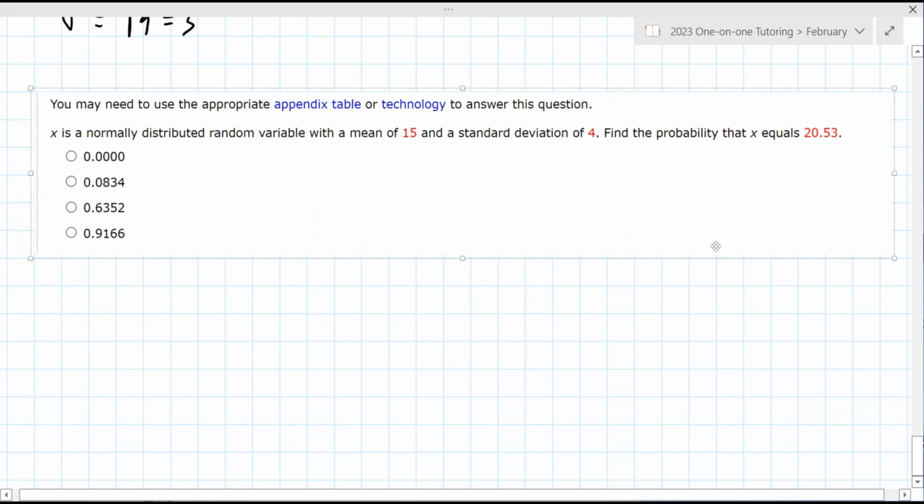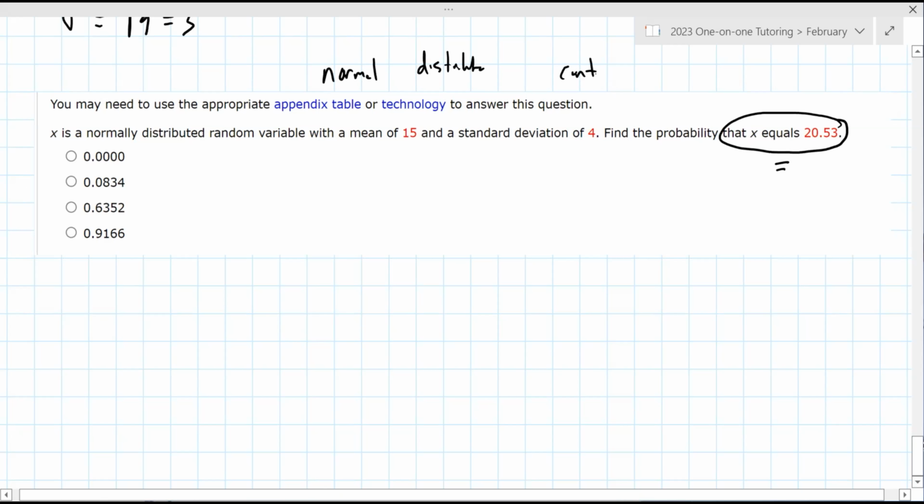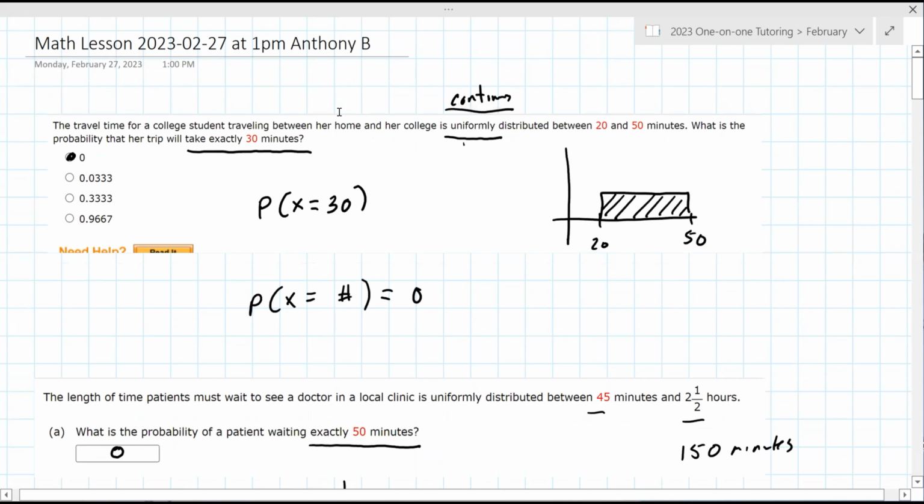Okay, so X is normally distributed with a mean of 15, standard deviation of 4. This one though says the probability that X equals 20.53. So the distribution that we've been working with, the normal distribution, is continuous. So what does that mean for this one? It's just like the first one we did today, all the way back to the beginning. If it's a continuous distribution and asks for equal, the probability that X equals a number is always 0 for a continuous distribution.